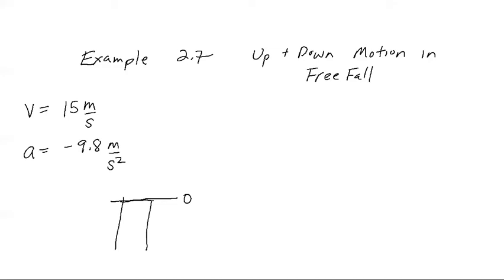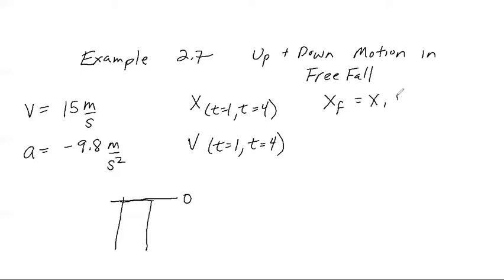Okay, so let's see. We're supposed to find the ball's position and velocity at 1 second and at 4 seconds. So we need x at t equals 1 and at t equals 4, and v at t equals 1 and t equals 4. Once again, we'll use our kinematic expressions. For displacement, x final equals x initial plus v naught t plus 1/2 a t squared. And for velocity, v final equals v initial plus acceleration times time.